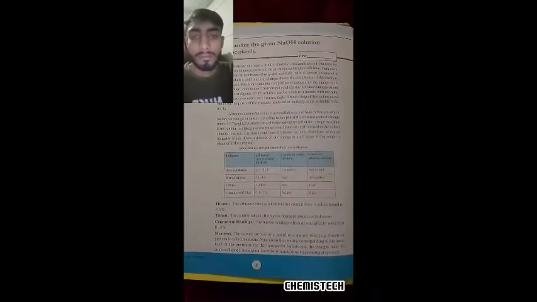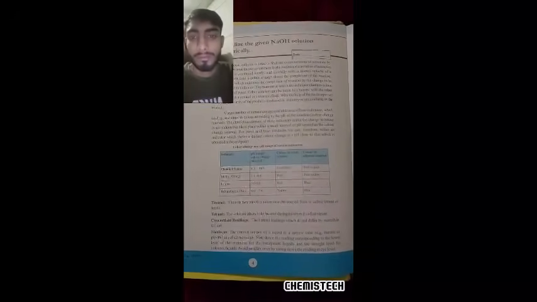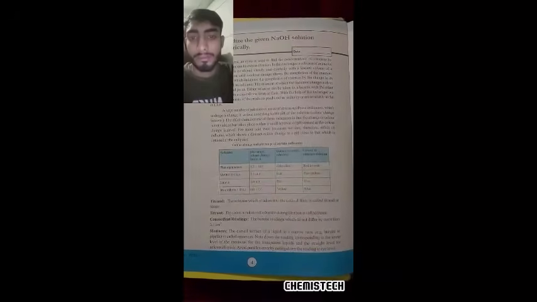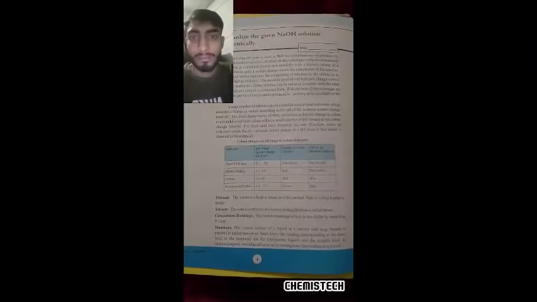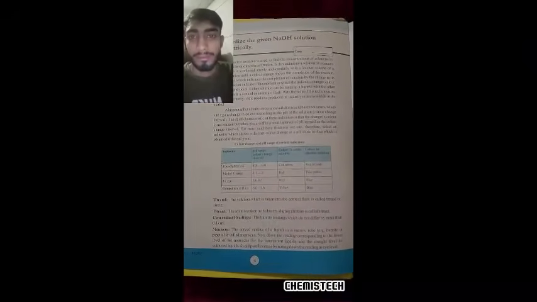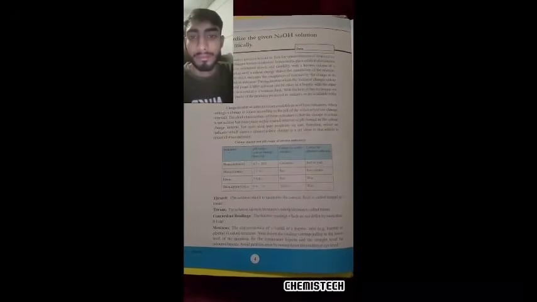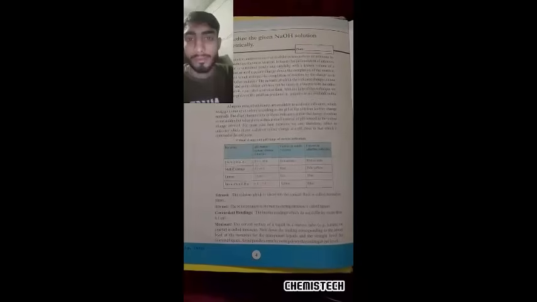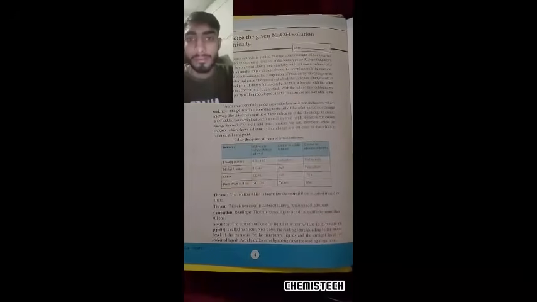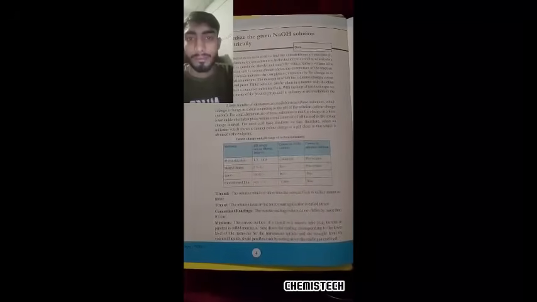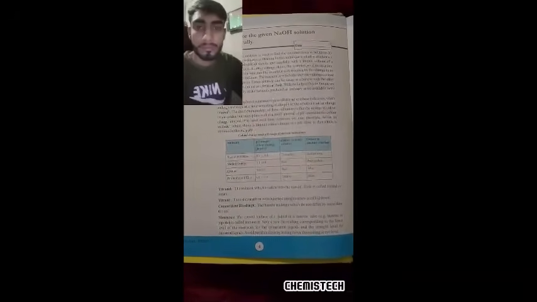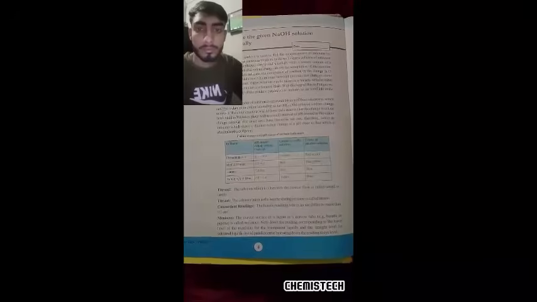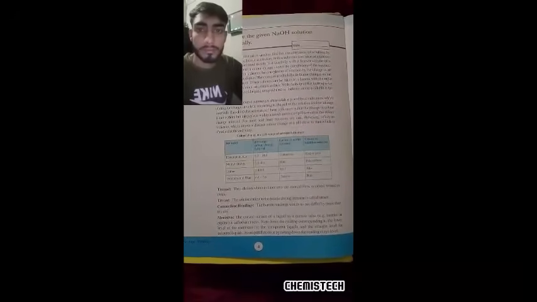A solution of unknown concentration is combined slowly and carefully with a known volume of a standard solution until a color change shows the completion of the reaction. The substance which indicates the completion of the reaction by the change in its color is called an indicator. The moment at which the indicator changes color is called the endpoint.